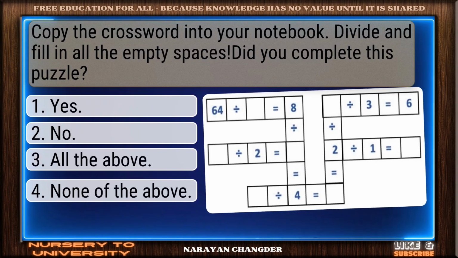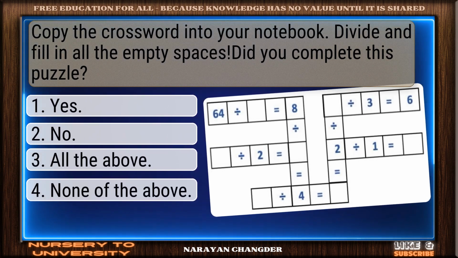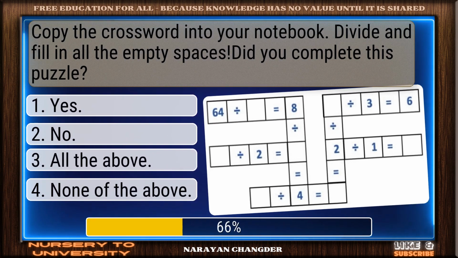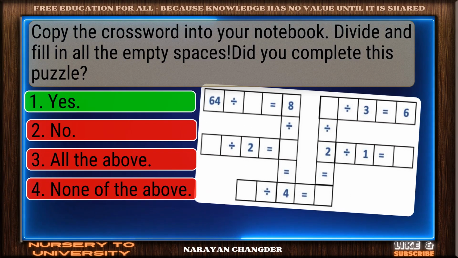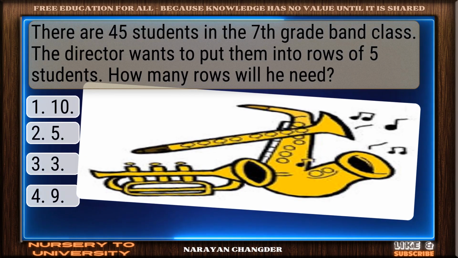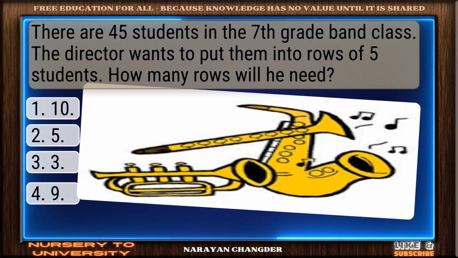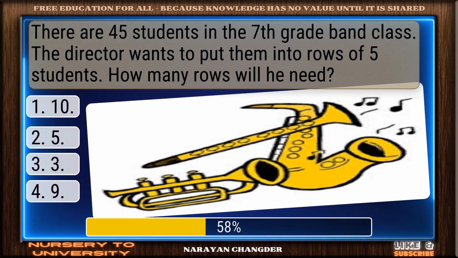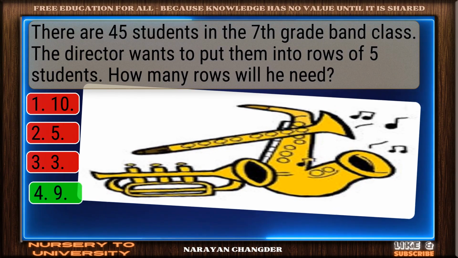Copy the crossword into your notebook. Divide and fill in all the empty spaces. Did you complete this puzzle? Well picked. Yes is the correct answer. There are 45 students in the 7th grade band class. The director wants to put them into rows of 5 students. How many rows will he need? Correct response. 9 is the most accurate answer.